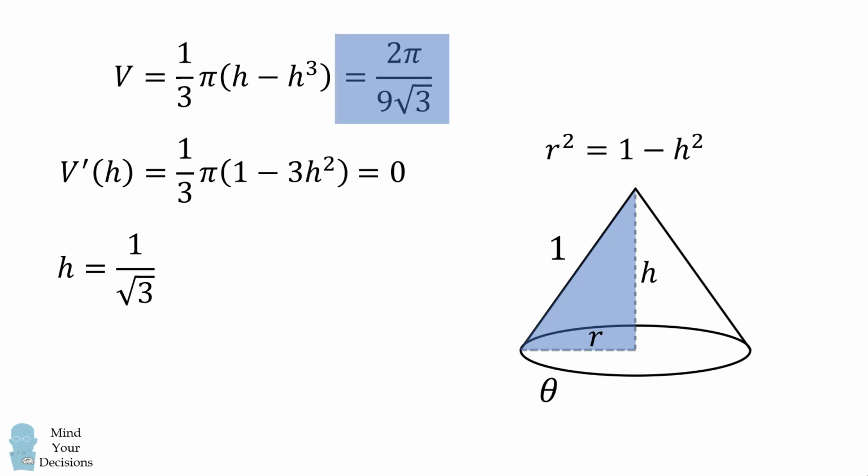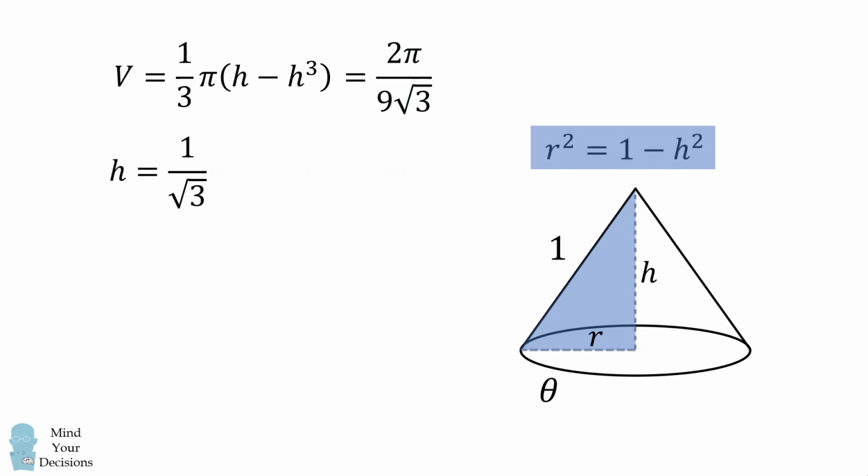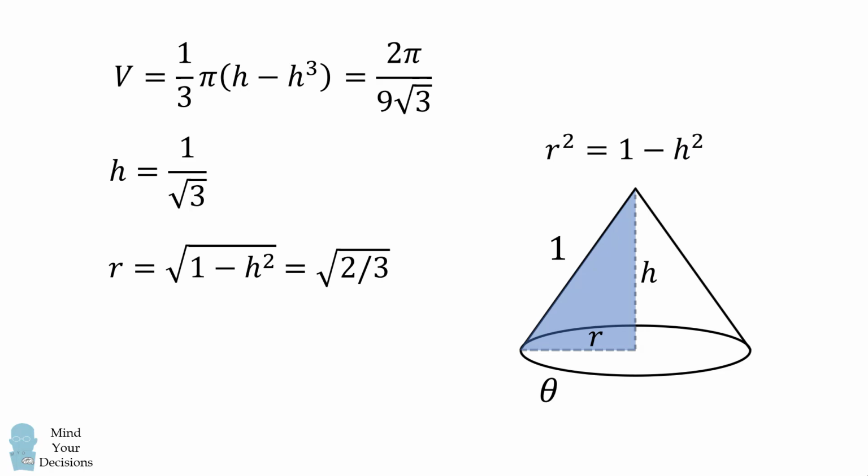From here, we need to calculate the central angle theta, which gives us maximum volume. To do that, we'll solve for the radius. Using this formula, we'll solve for r, and then we'll substitute in for h. We get that r is equal to the square root of 2/3.